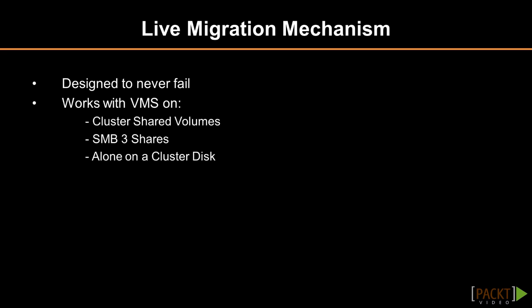One very important feature of live migration is that it has been very carefully designed to practically never result in a failed virtual machine. The entire process is reversible without interruption all the way up to the point where the virtual machine is turned on at the destination. If it won't start, then the source copy isn't stopped and everything continues as though the live migration was never initiated. You can use live migrations with virtual machines that are on cluster shared volumes, on SMB3 shares, or that are alone on a cluster disk.